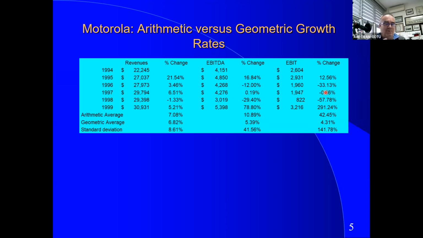Let's say that you have a company that starts out with, let's say, net income of 1,000. And then net income, let's say, in the next year doubles to 2,000, 100% growth. And then the next year, it goes down 50%. So it goes from 2,000 back to 1,000. So what's happened? We started at 1,000 net income, went up, and then went back down to 1,000. So we're at the same point.